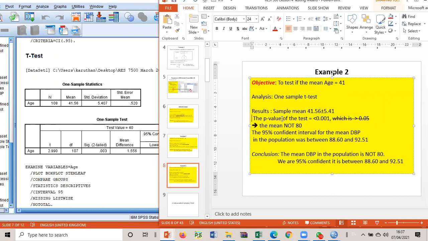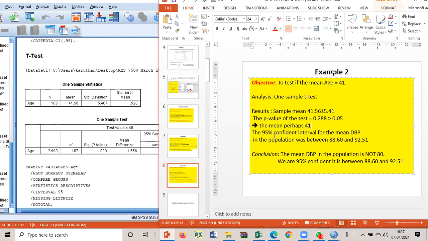The p-value is 0.288, which is more than our reference 0.05. Okay, understood. It's more than 0.05, which means the mean is perhaps 41. Perhaps 41, correct.